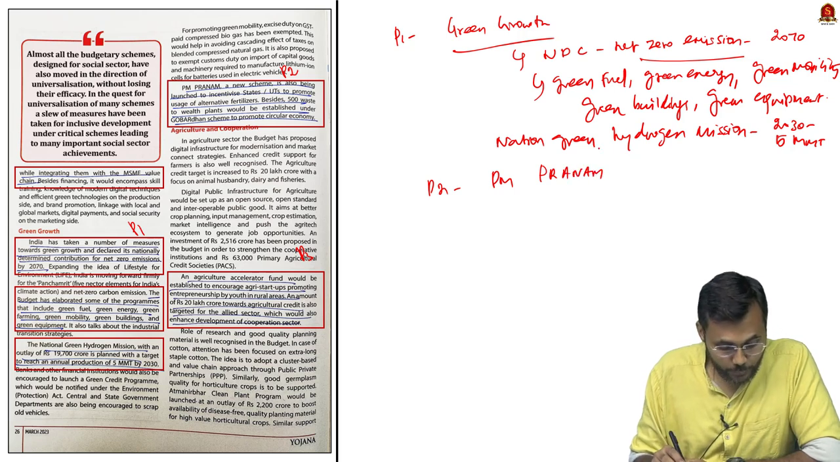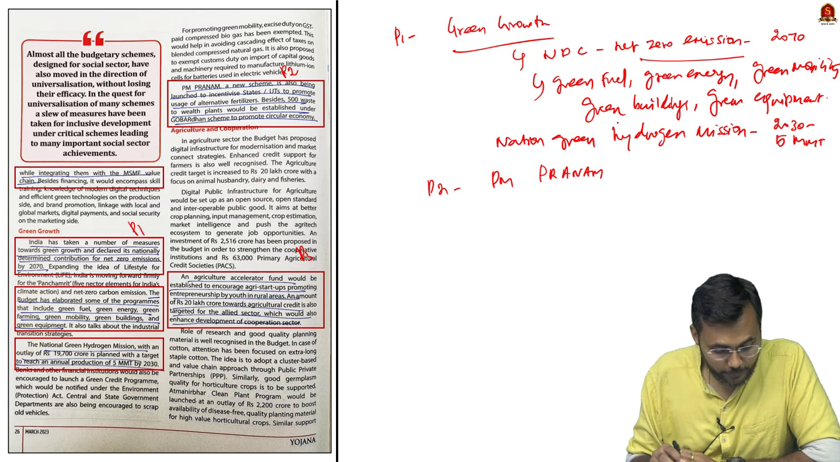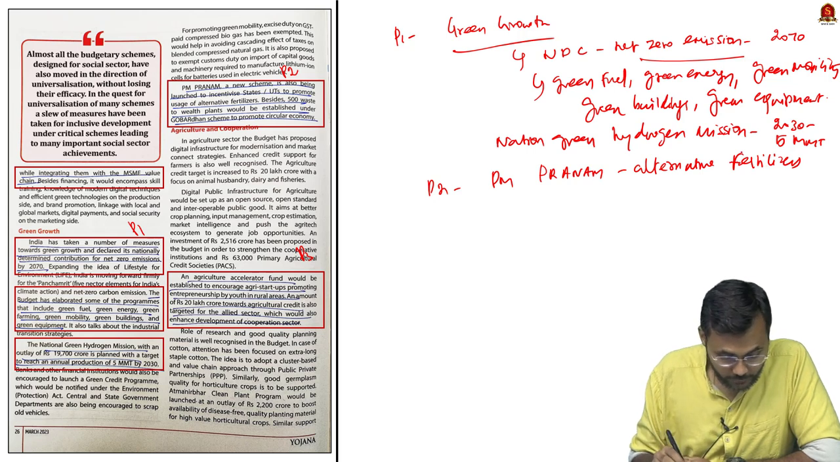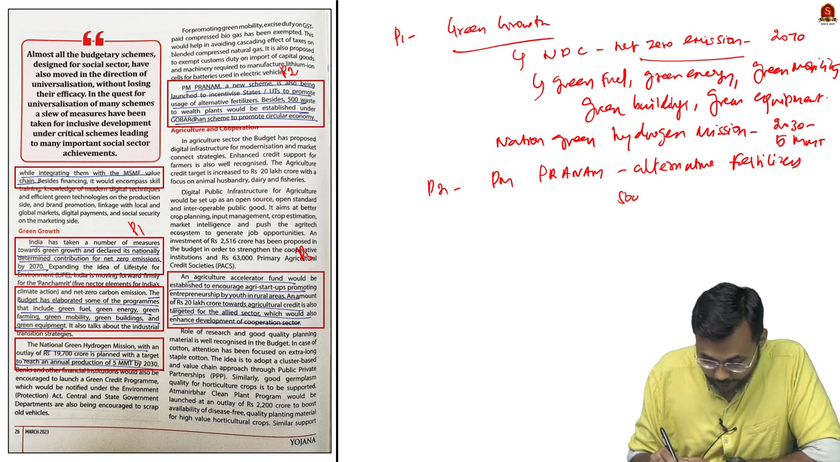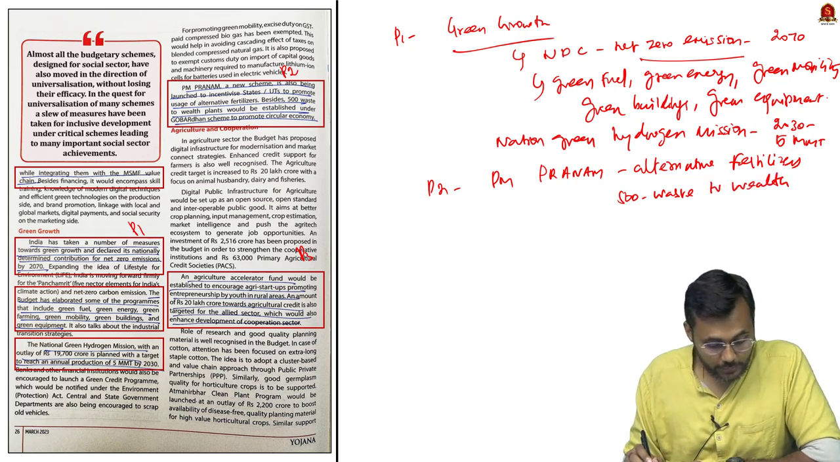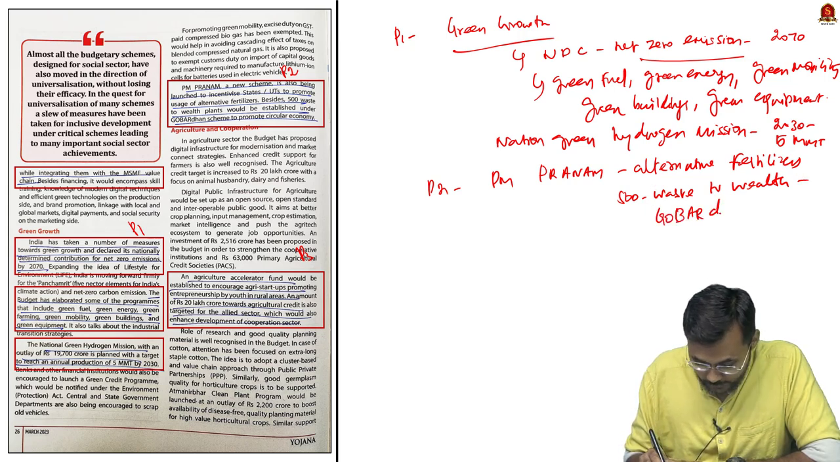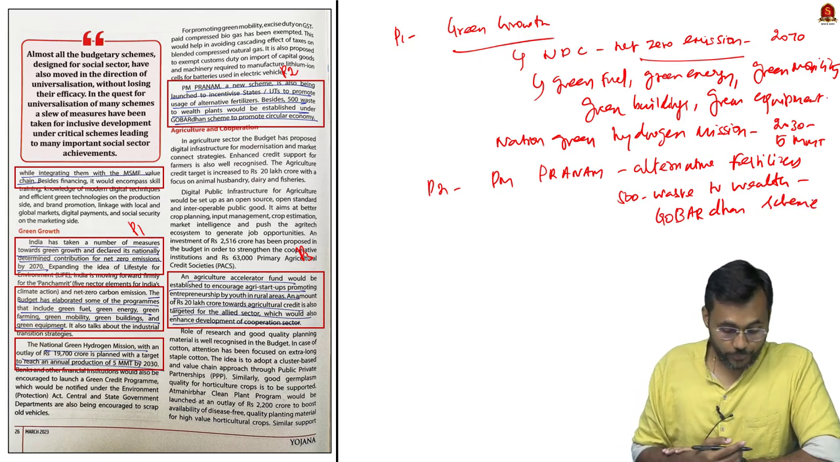Whereas paragraph 2 speaks about this Pradhan Mantri Pranam, it's a new scheme focusing on alternative fertilizers and also focusing on 500 waste to wealth plants, converting waste to wealth, which is being established under the Gobardhan scheme. So these are all the focus of the government towards green growth.